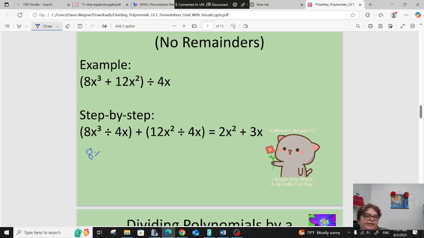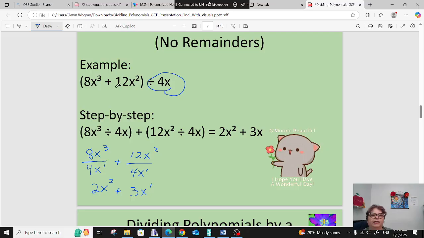So 8x to the third divided by 4x plus 12x to the second divided by 4x. What's 8 divided by 4? 2. Right up here. So 3 minus 1 is 2. And over here, 12 divided by 4 is 3. And 2 minus 1 is just 1. Yeah, I'm just writing it underneath.